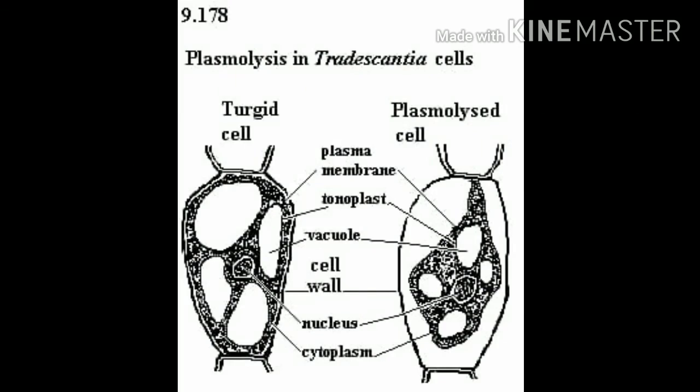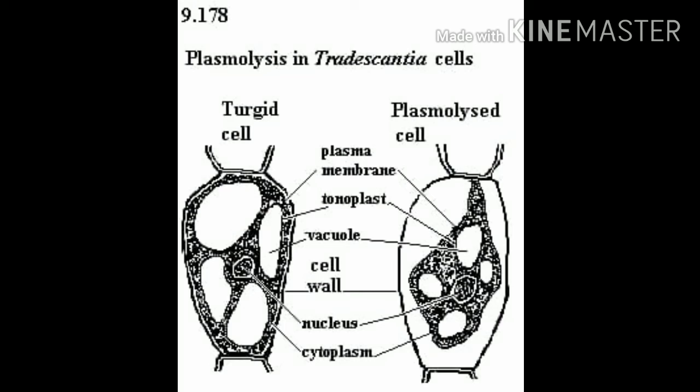In this picture, we can see the plasmolysis in Tradescantia cells. Already we discussed Tradescantia. It is also called Rhoeo discolor, which is grown for ornamental purposes, that is, in gardens or parks. So in this diagram we can see two cells. The first cell is a turgid cell and the second cell is a plasmolysed cell. When a turgid cell is placed in a highly concentrated solution, the protoplasm totally shrinks and becomes like a mass. And in this picture you can also observe the tonoplast.